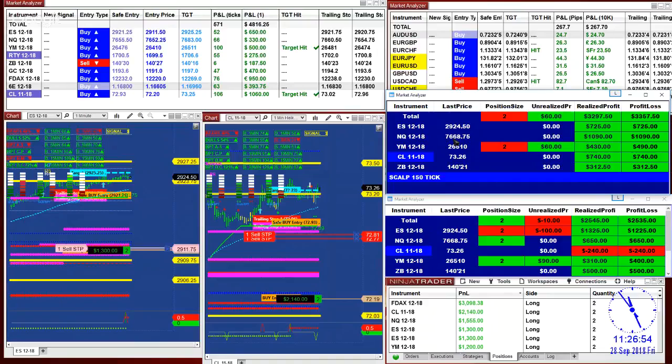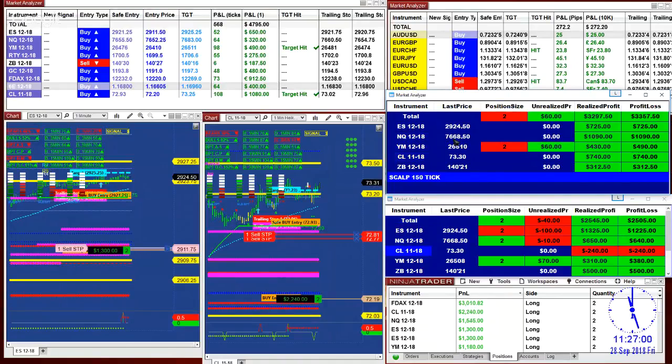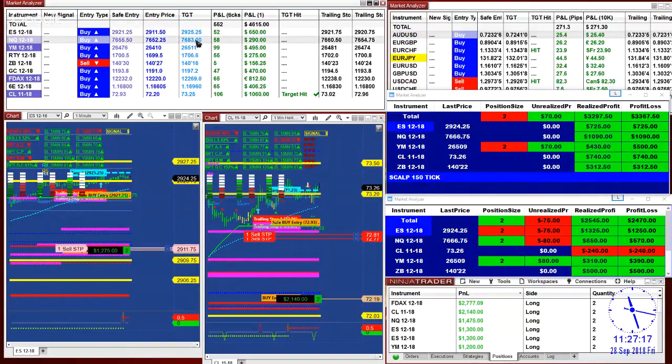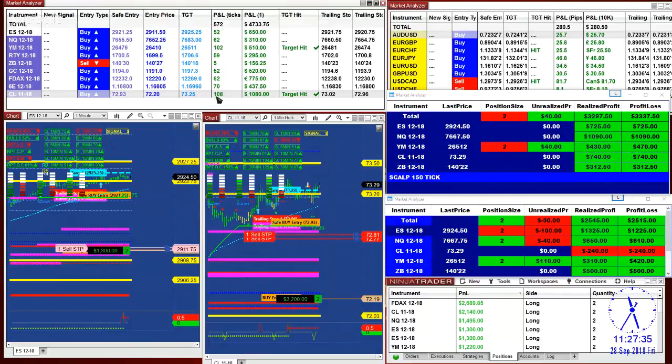576 ticks into profit based on the last entry signal. We hit 100 ticks on the YM, 58 ticks on the NASDAQ, 51 ticks on the ES, 106 ticks on the CL, and on the 30-year Treasury bond, 5 ticks. Don't spend it all in one place.